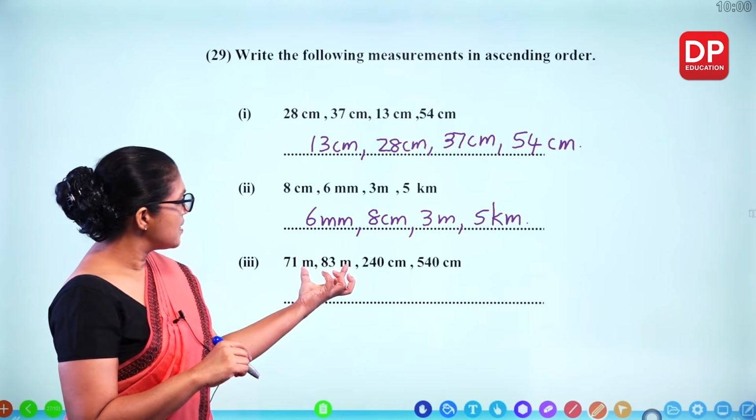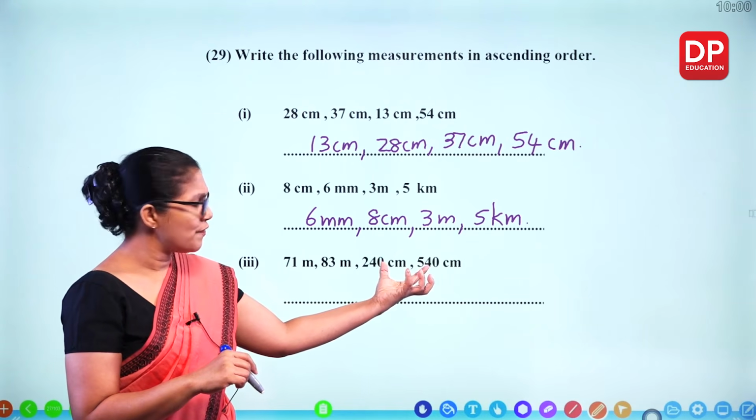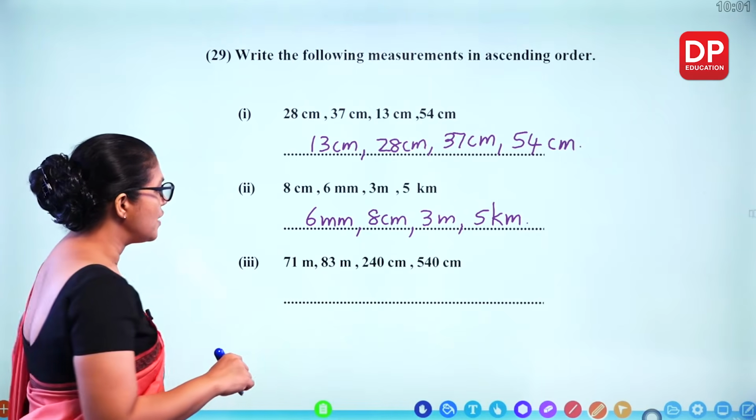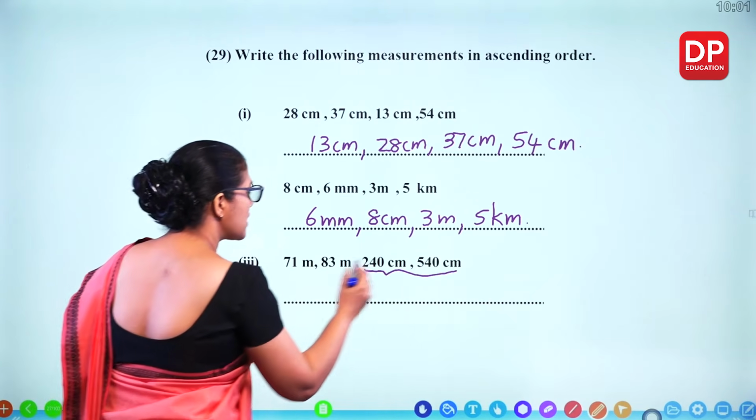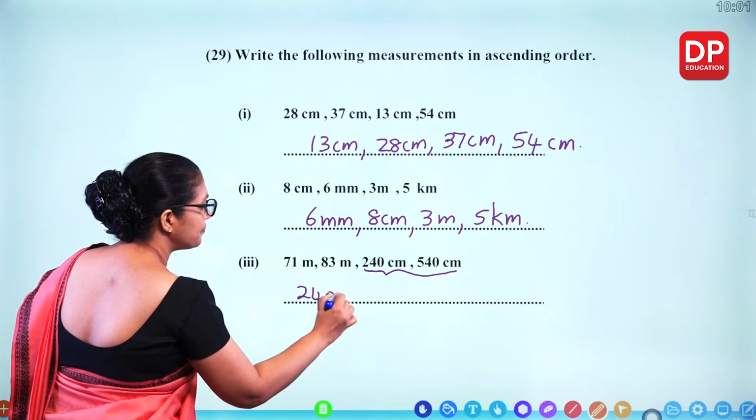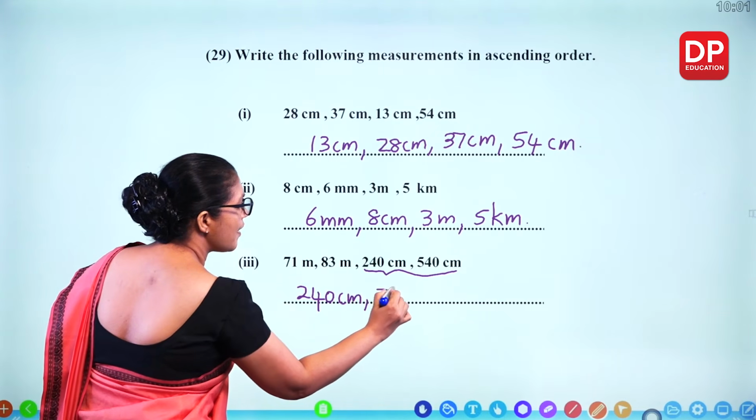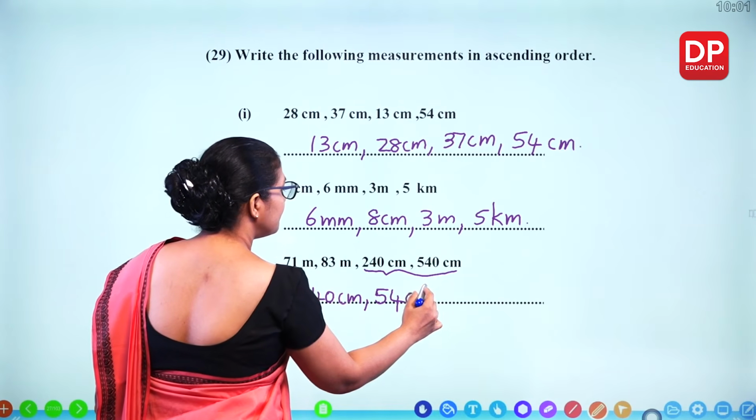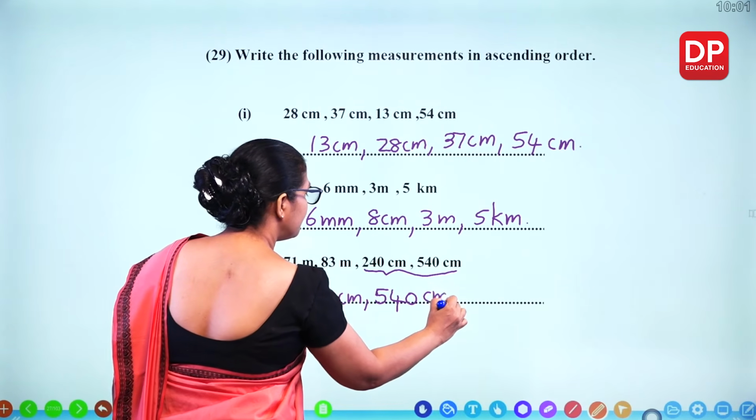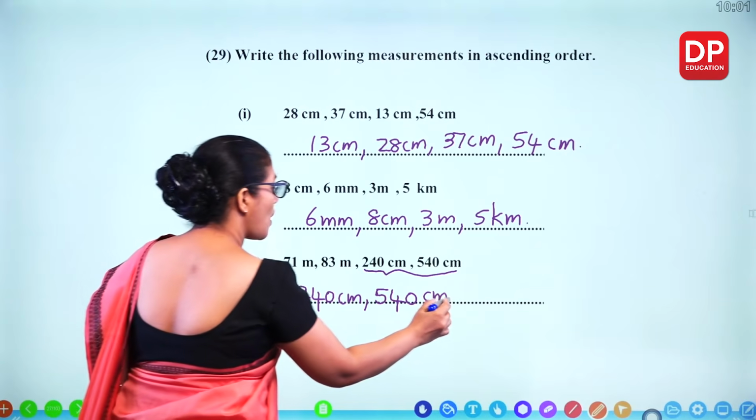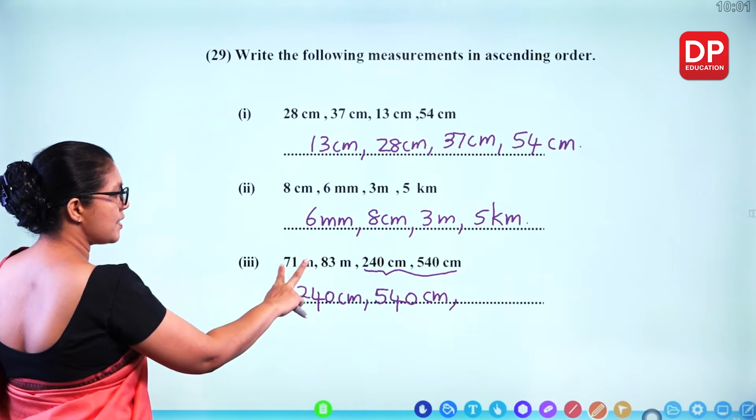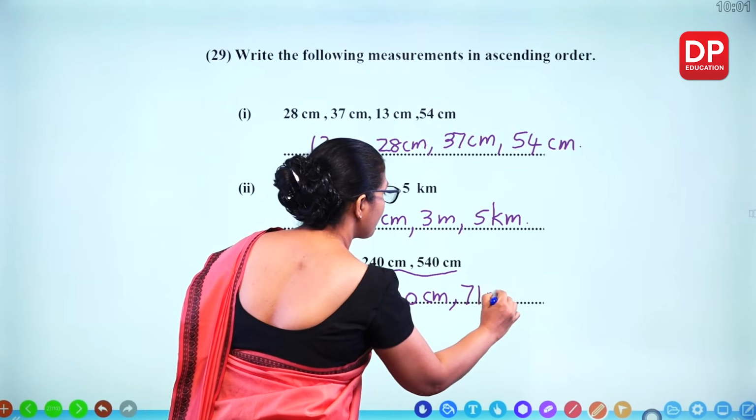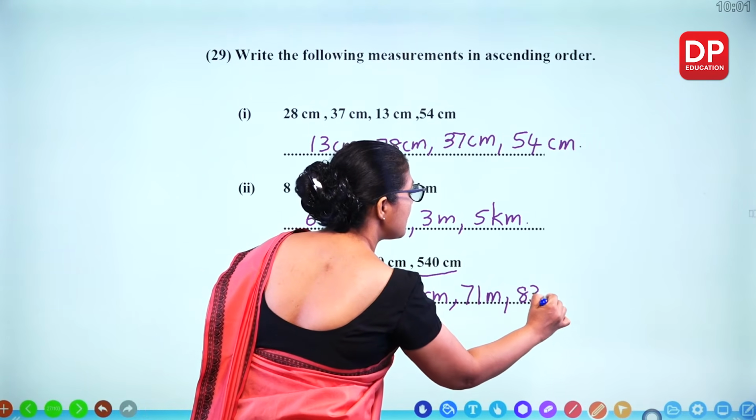Next one, meters also, they are centimeters. So we have to first take centimeter one. Which one is smaller? Out of these two, 240 is the smallest. Then 540. This one, which one is smaller? Meters, 71 or 83? 71. And then 83.